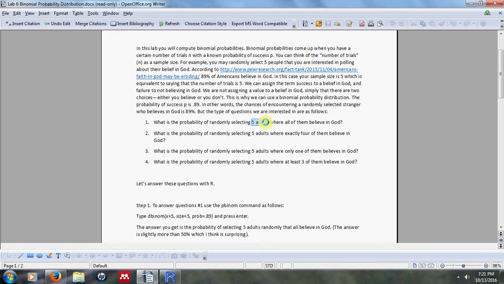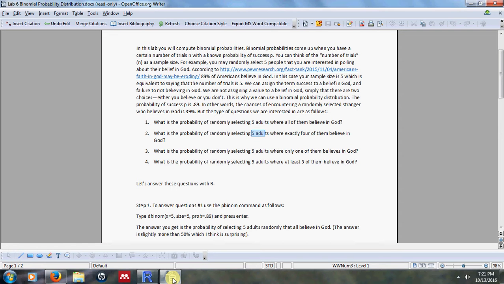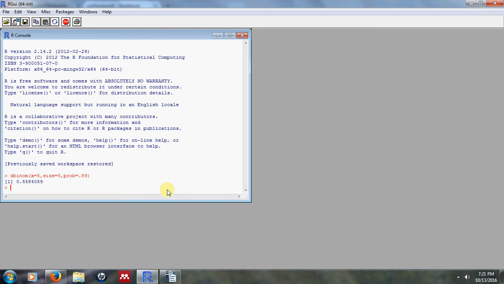So, the sample size is 5 and the probability is 0.89. Let's see, size equals 5 and probability equals 0.89, and when I run this you find out that it's 0.56 if you round off. The probability that all 5 people will believe in God is 0.56.